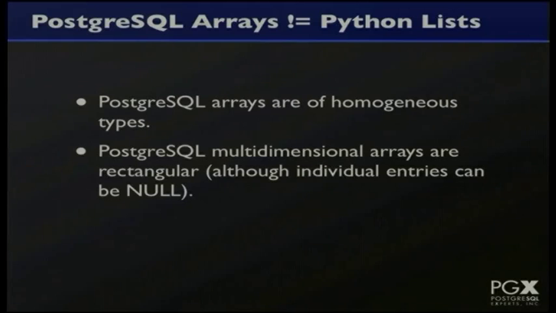The other thing is, if you're using Postgres, it has old school traditional rectangular multidimensional arrays. They are not lists of lists. Individual entries in the multidimensional array can be null. And in Python, they're mapped to lists of lists, but they have to be rectangular. So if you have a multidimensional array, each individual member has to have the same size.